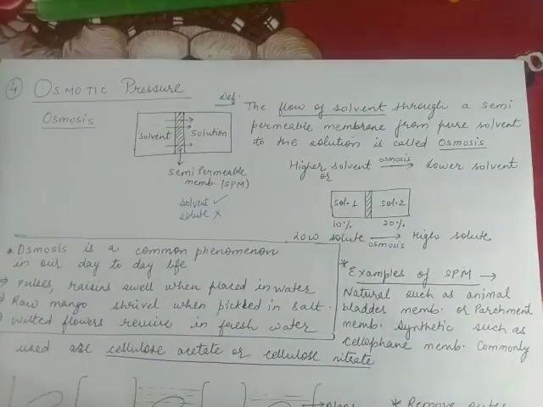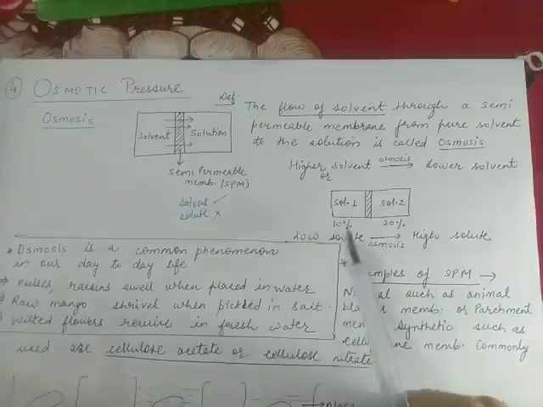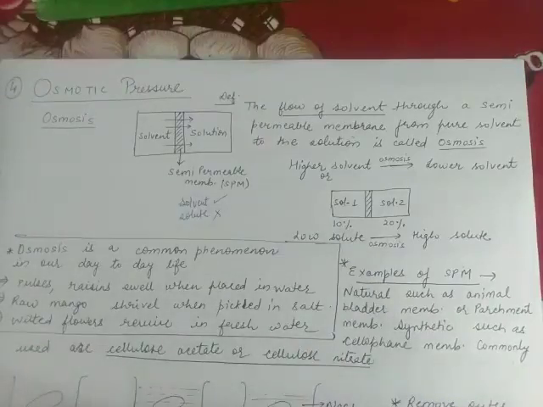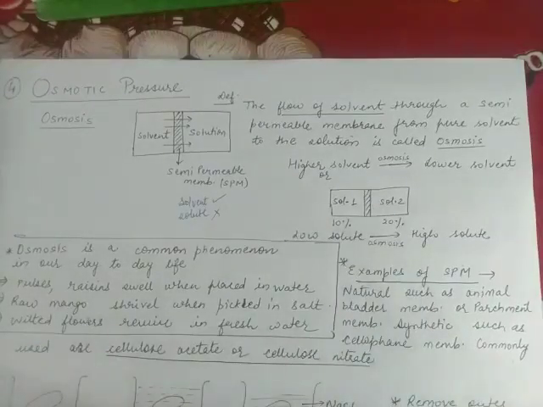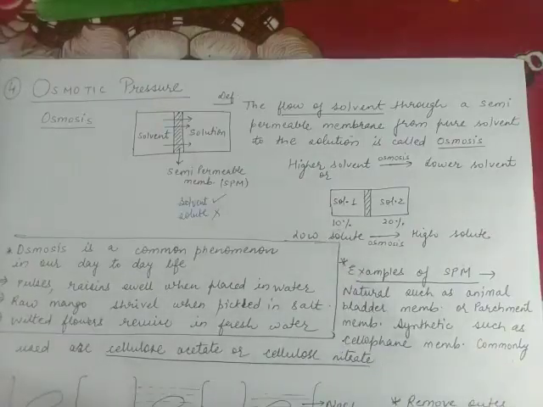Osmosis also occurs between two solutions. Suppose this is my solution number 1 and this is my solution number 2. Now suppose this is a 10% solution, W by W, and this is a 20% solution, W by W. Now what is the meaning of a 10% solution? A 10% solution means 10 gram of solute is present and 90 gram of solvent is present. 20% means 20 gram of solute is there and 80 gram of solvent is there.